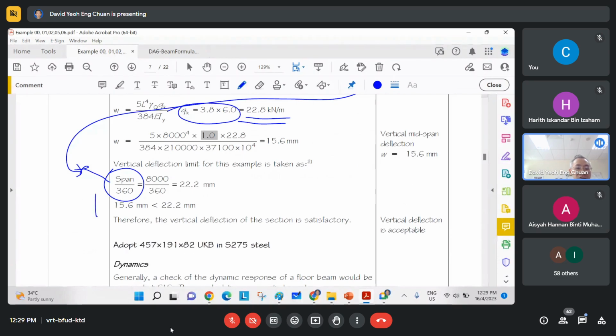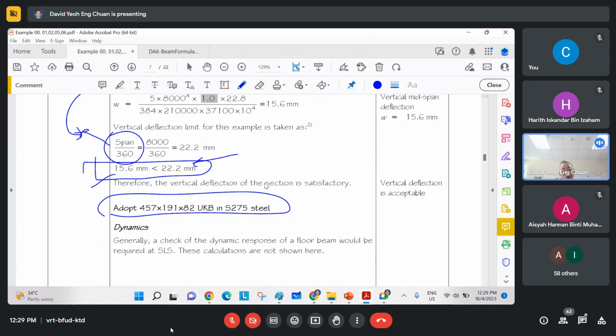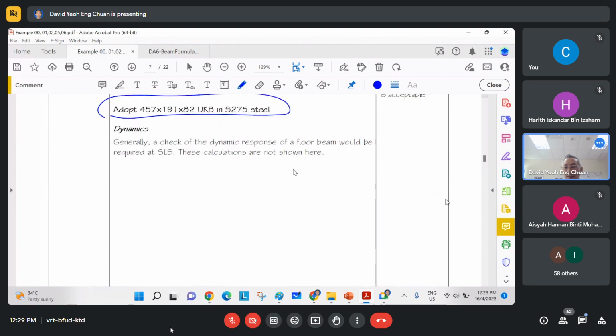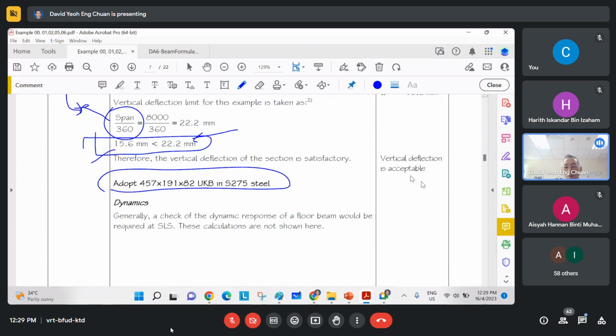So finally, we get this. The demand or the actual deflection is less than the criteria, the limiting deflection. So therefore, we can adopt this. Okay, so this is finished now. So now you can design a restrained beam. So you can stop the recording now.